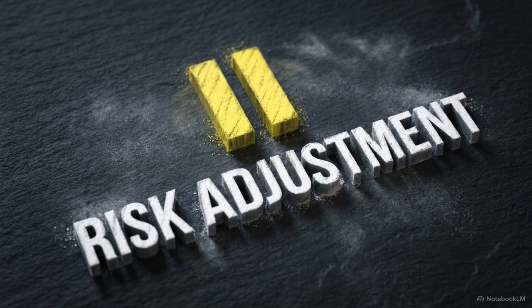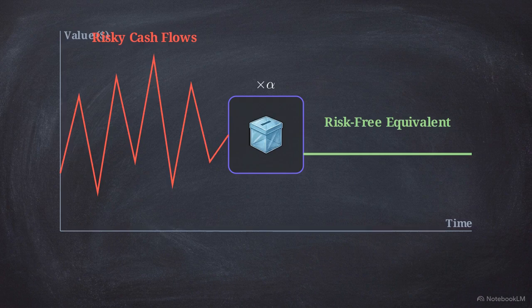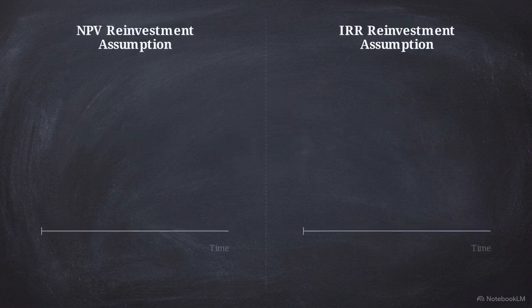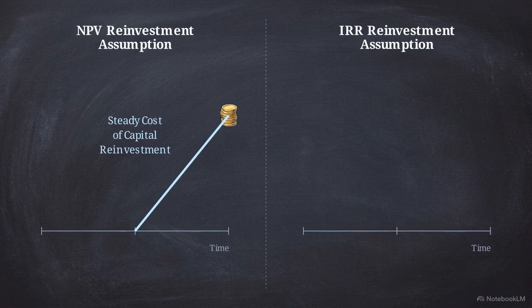Pause the video now and apply the certainty equivalent approach to adjust the data center's risky cash flows into risk-free equivalents to see which project actually wins. The conflict stems from how each metric treats cash. As this animation shows, NPV assumes you reinvest intermediate cash at the company's steady cost of capital. IRR relies on an unrealistic assumption.